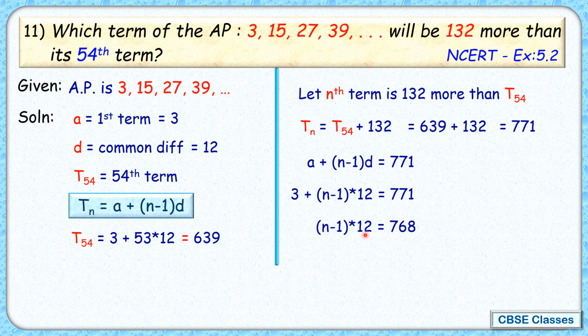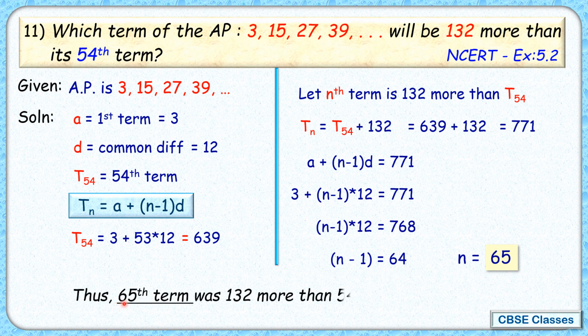Now this 12 is multiplying on the LHS, so it will divide on the RHS, and this negative 1 will go on the other side. We'll get n as 65, and that means that the 65th term is 132 more than the 54th term, and that's our answer.